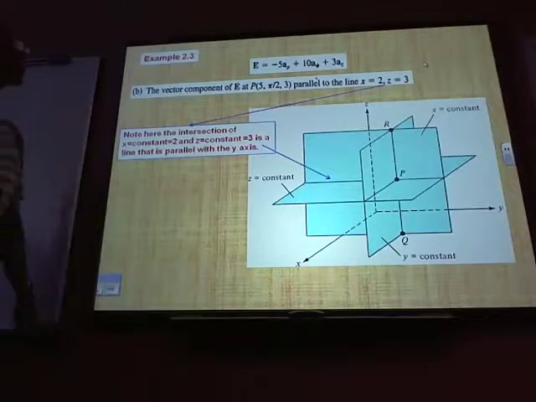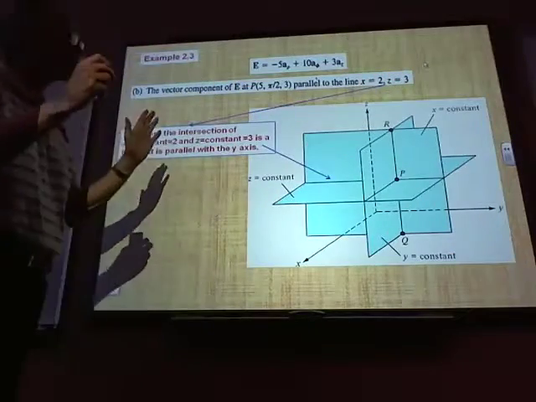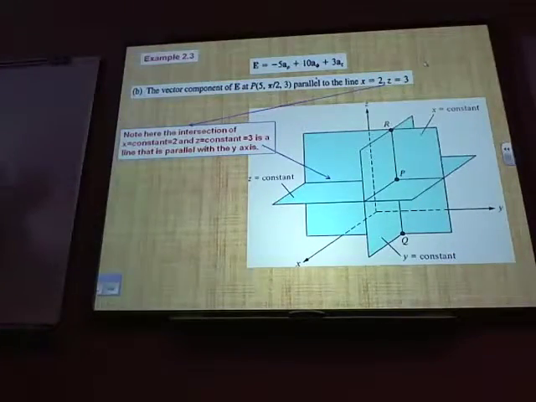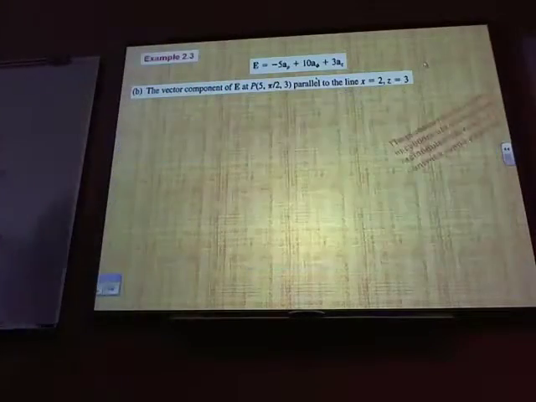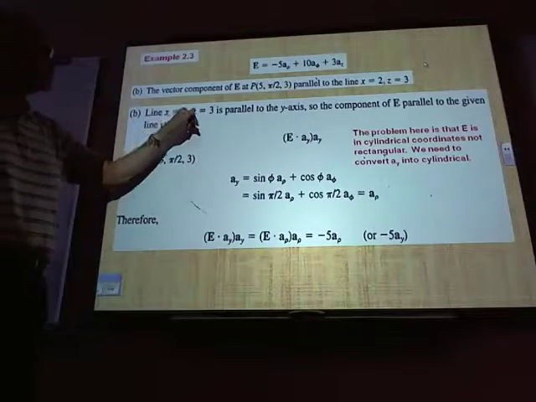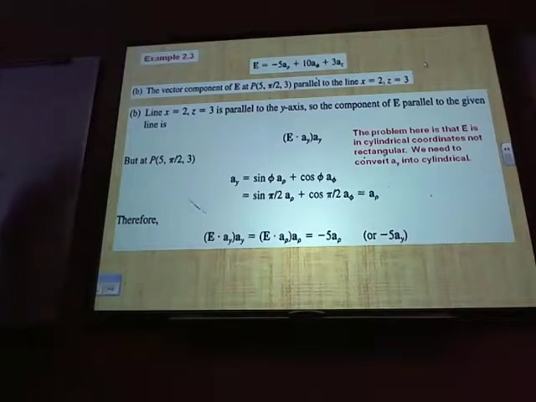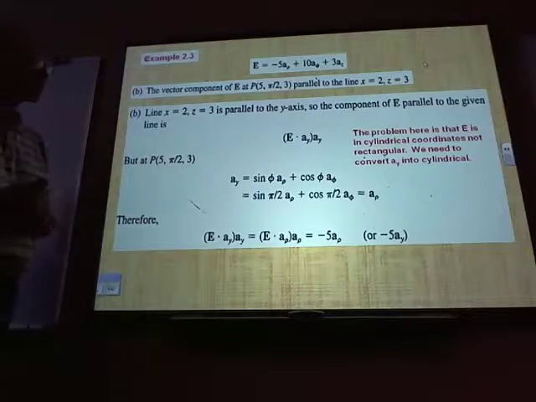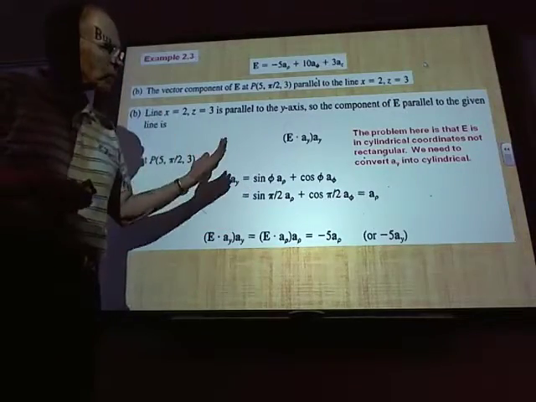So we've got x equal to 2 and z equal to 3. If we look at the intersection of those two planes, it will give me a line that's going in the y direction here. Right? So that's what we're saying here. X equal to 2 is parallel to the y-axis, so the component of E that I'm looking for is going to be parallel to the y-axis. So how do I get it? The component I'm looking for is parallel to the y-axis.